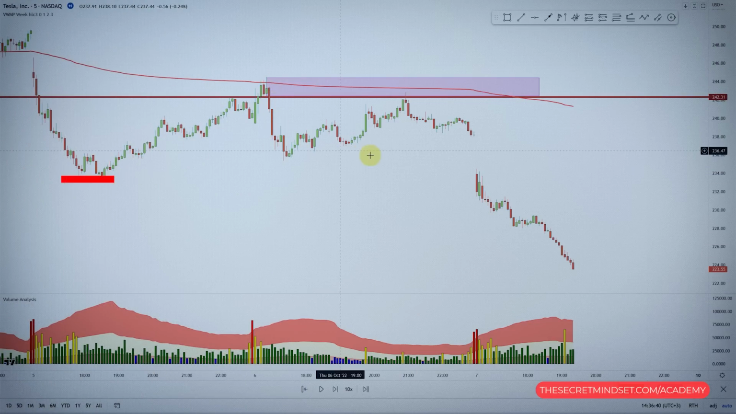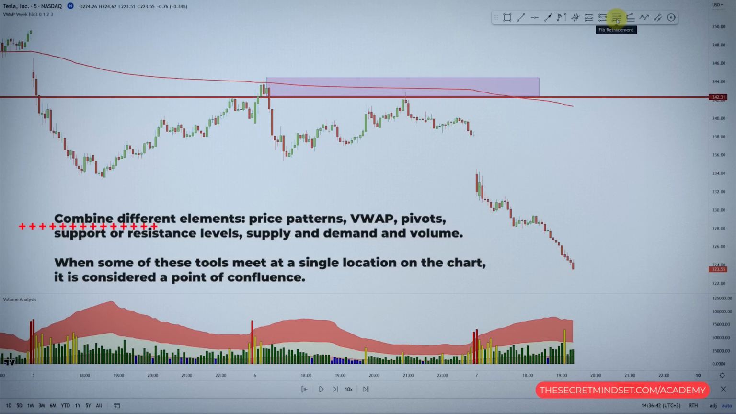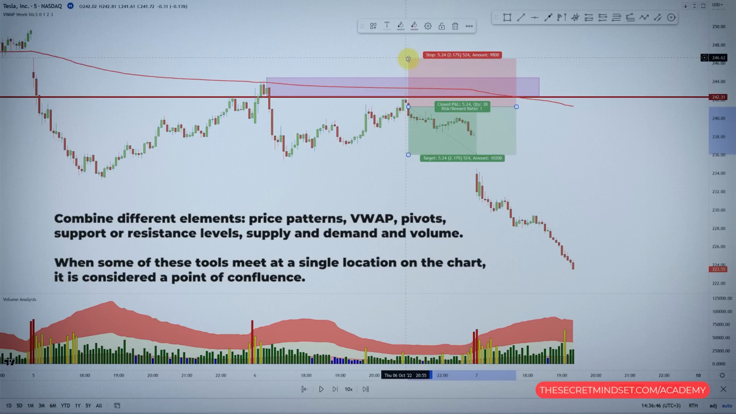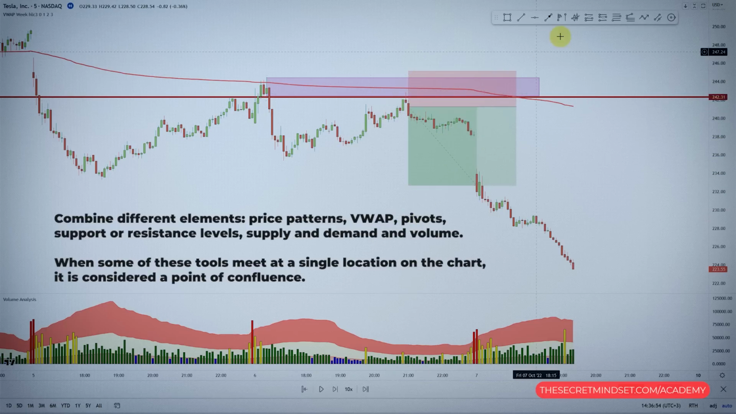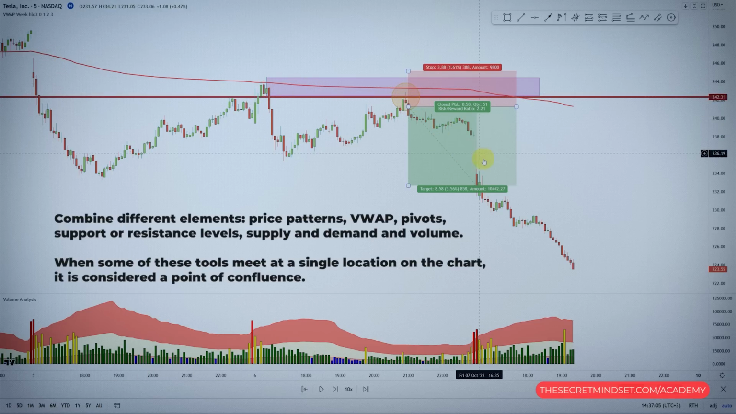Confluence can be found when you combine the different elements we've discussed: price patterns, VWAP, pivots, support or resistance, supply and demand, and volume. When some of these tools meet at a single location on the chart, it is considered a point of confluence. In this way, you are combining more than one trading technique to increase your odds of winning on your trades.